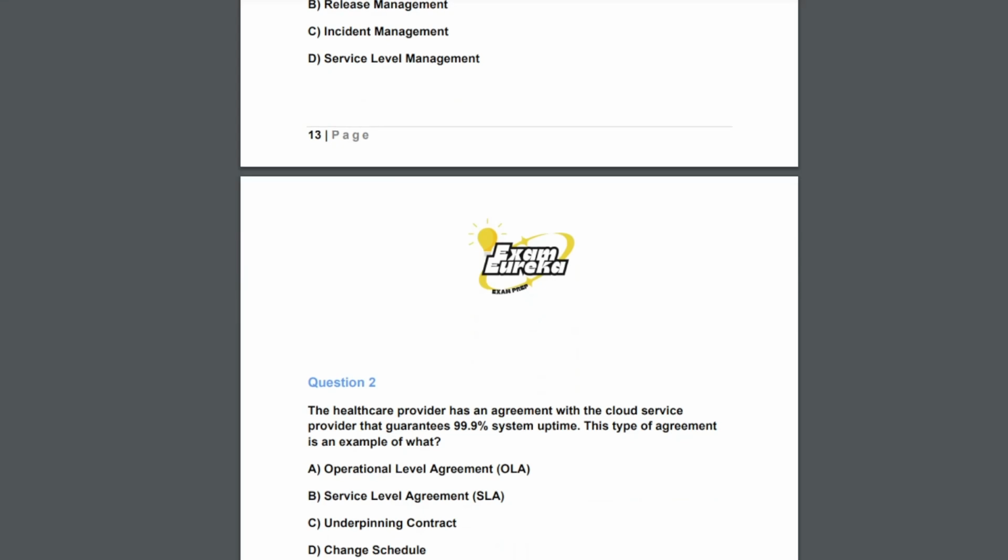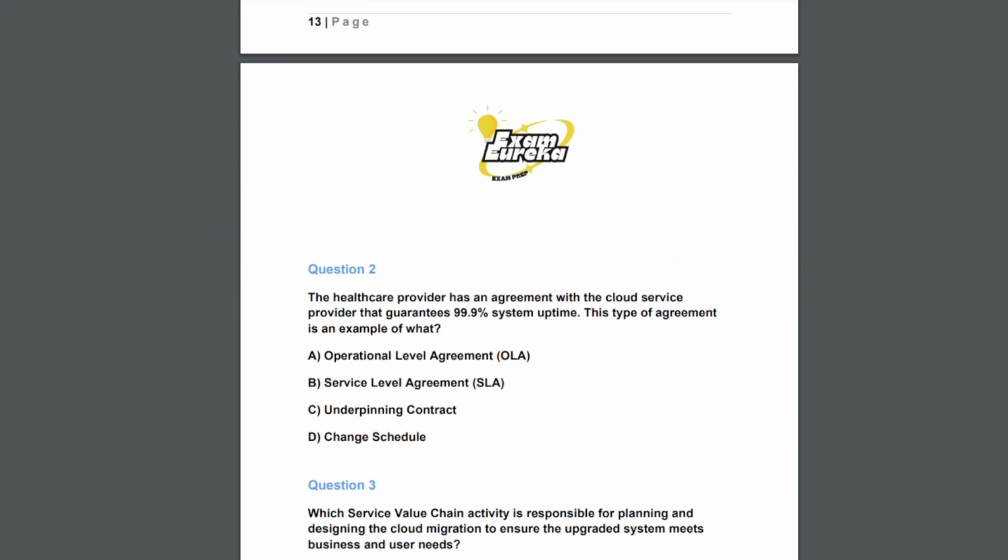Question 2. The healthcare provider has an agreement with the cloud service provider that guarantees 99.9% system uptime. This type of agreement is an example of what? Is it an operational level agreement, a service level agreement, an underpinning contract, or a change schedule?